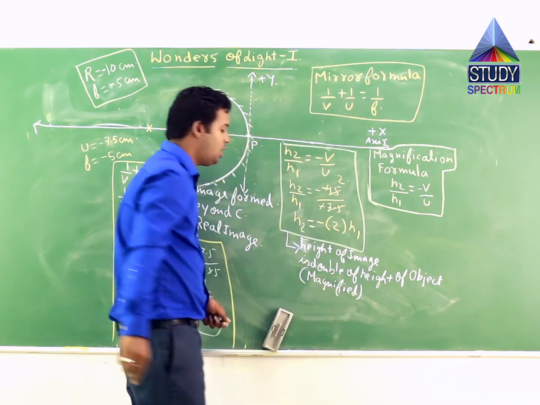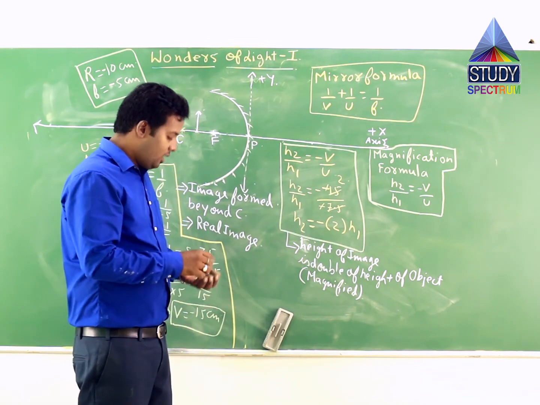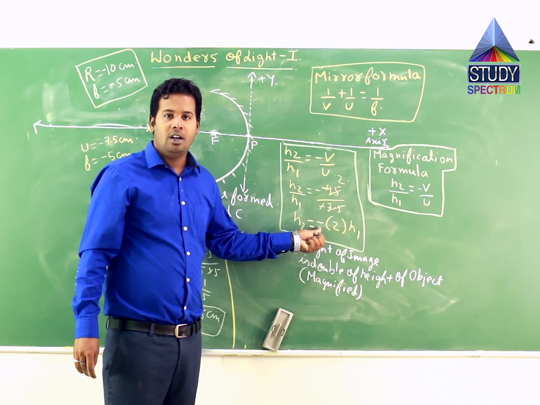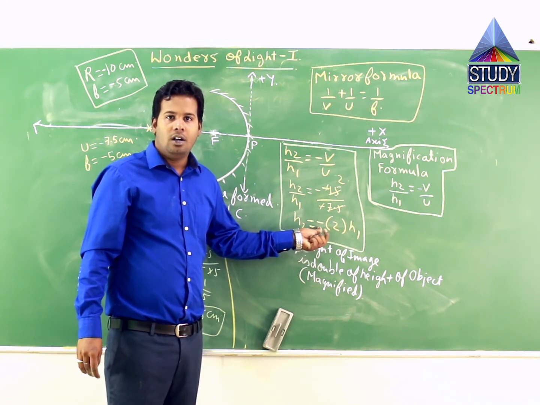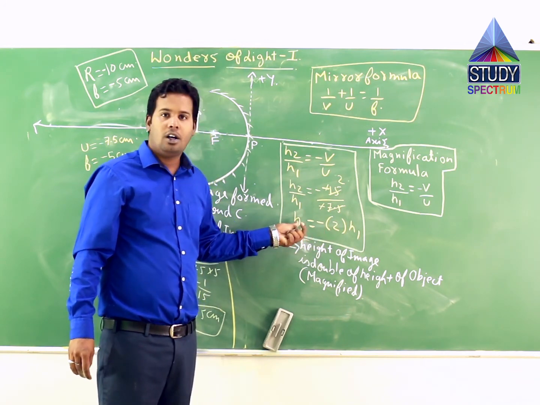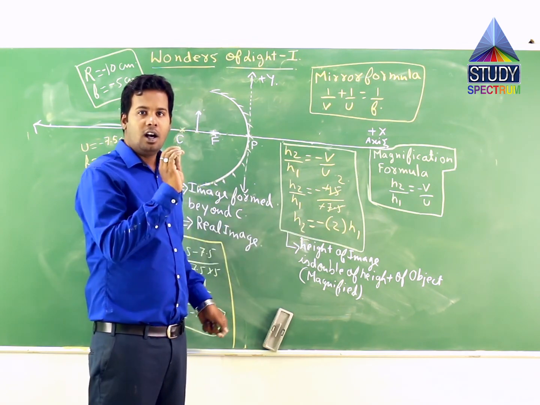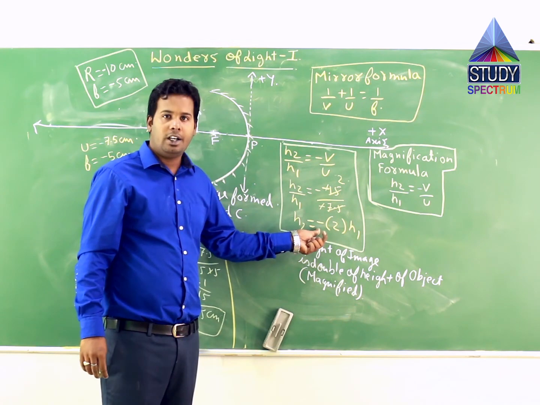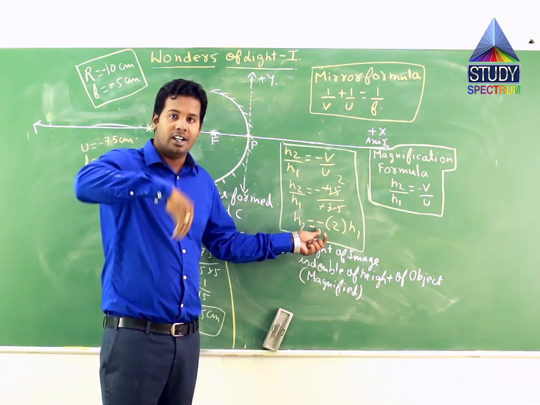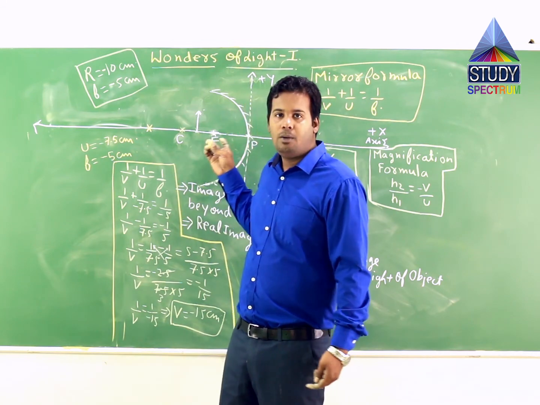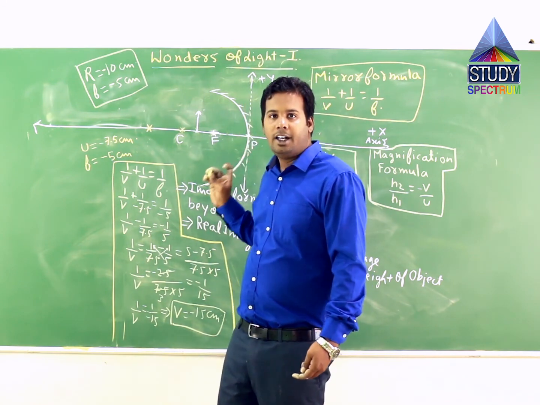We can also use the word magnified. The second result, which you would appreciate, is that this value is negative. Since the value is negative, and I have explained earlier also, if the height of the image comes out to be positive, then the image is erect. Otherwise, if it comes out to be negative, the image is inverted, because that time the height of that image will be pointed on the negative y-axis.